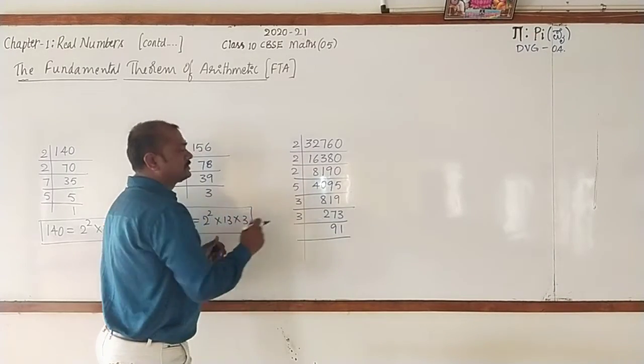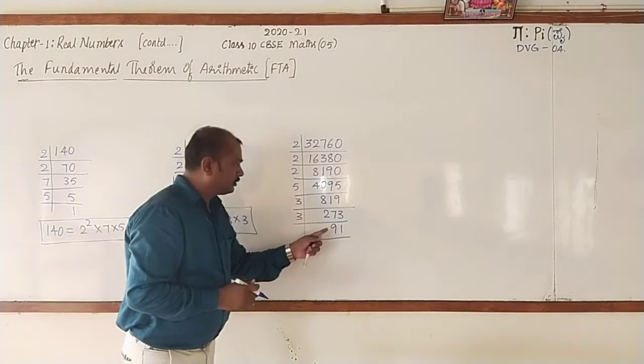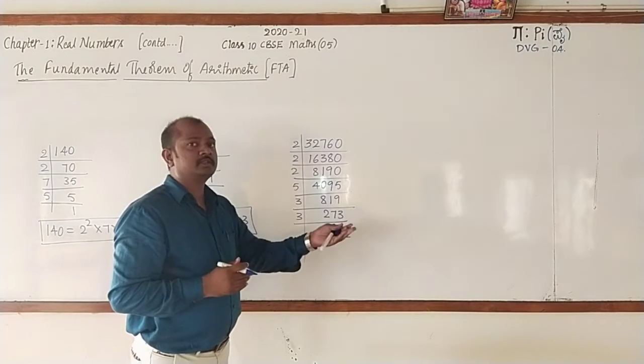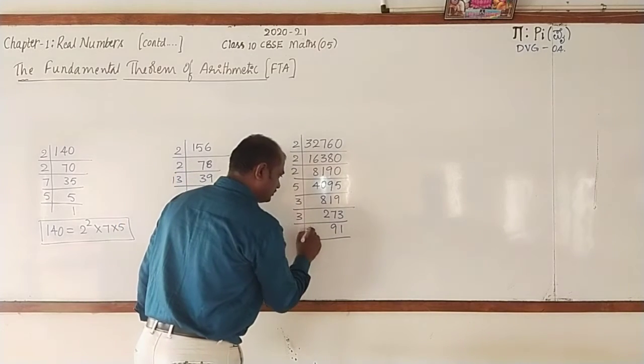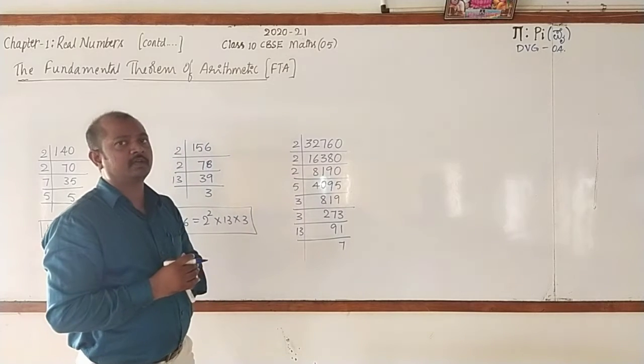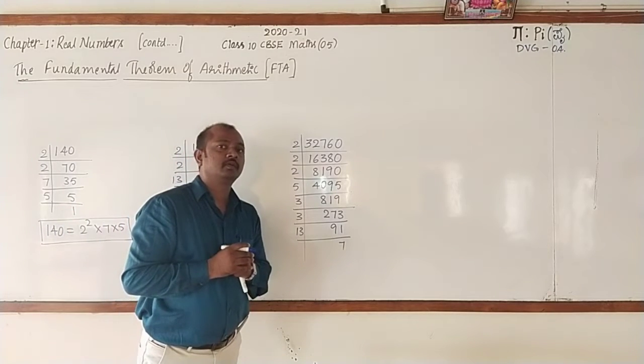Now, it is divisible by which number? 91 is a multiple of 13. 13 how much are? 13 7s are 91. Got it?